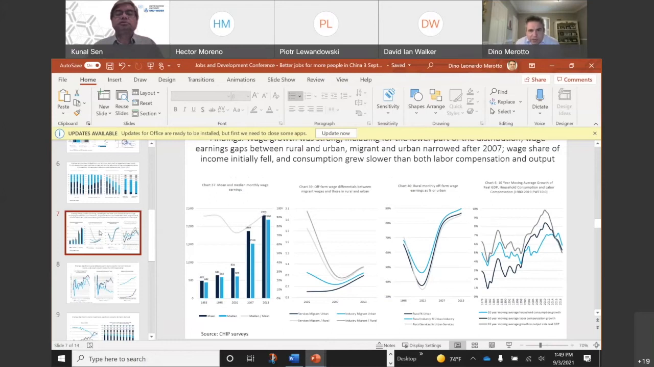Relating the rural to the urban and the migrant to the urban worker, you see that there is convergence in wages at a time when wages start to rise quite dramatically. So the labor market in China tightened.